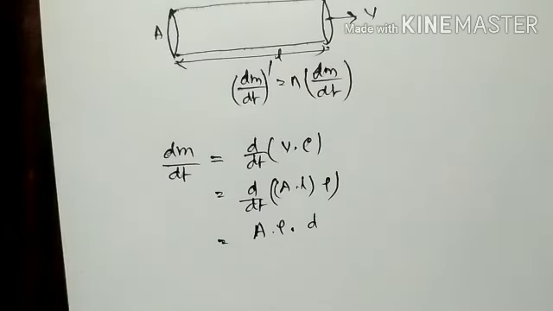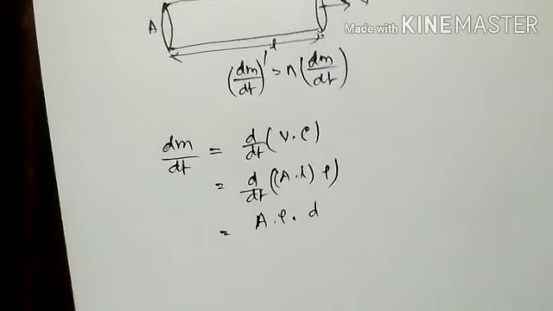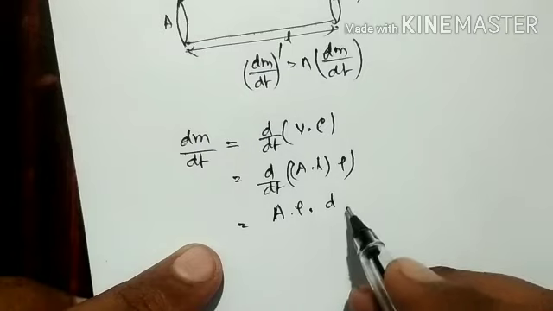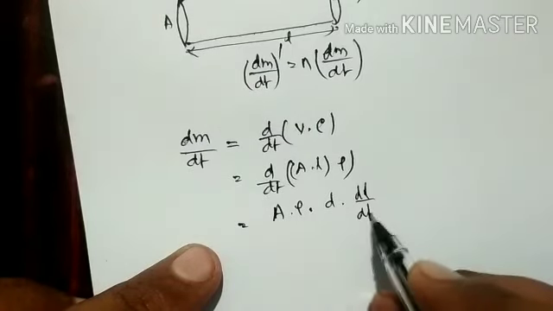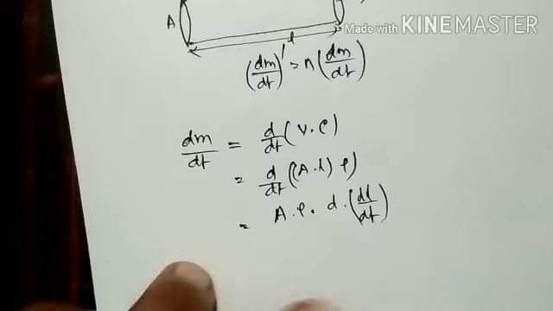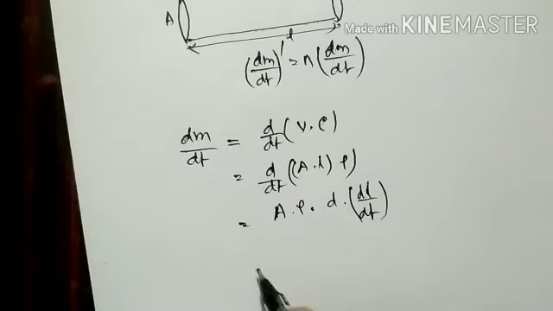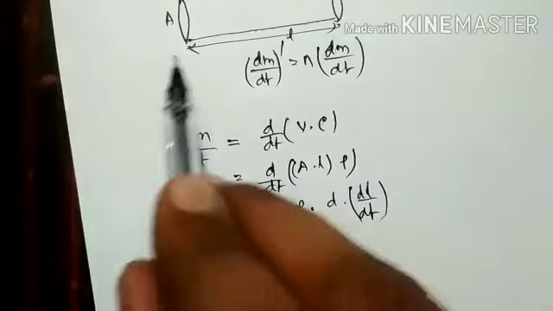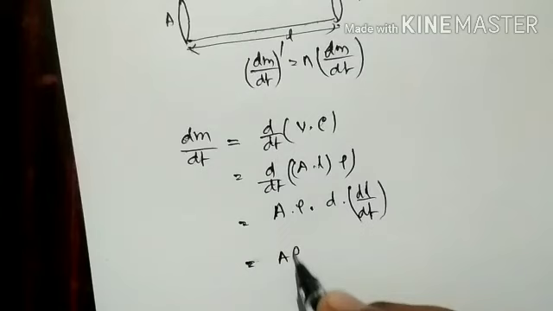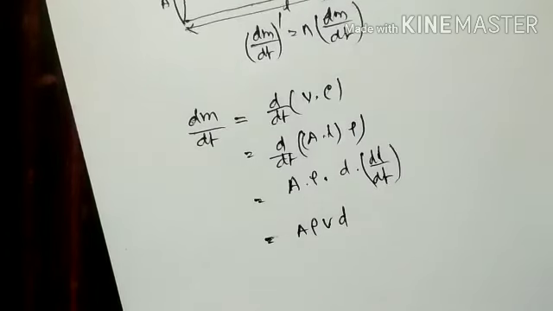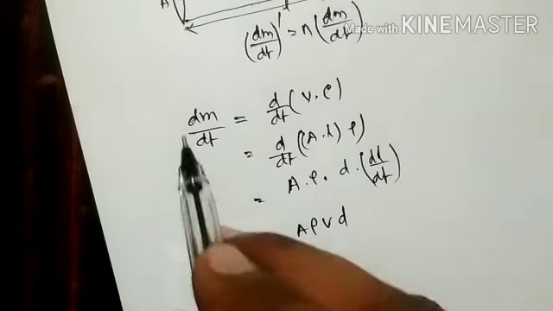So here we consider A into rho into dl by dt. What is dl by dt? It is distance by time, the rate of change of distance, and you can take it as the velocity of the liquid. So we can write dm by dt is equal to A rho v, area into velocity into density of the water.